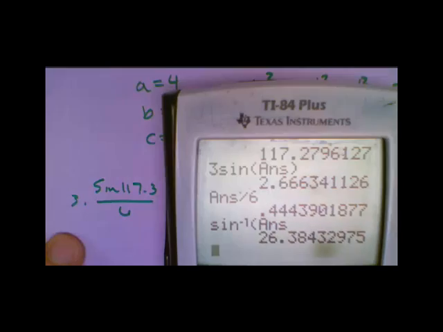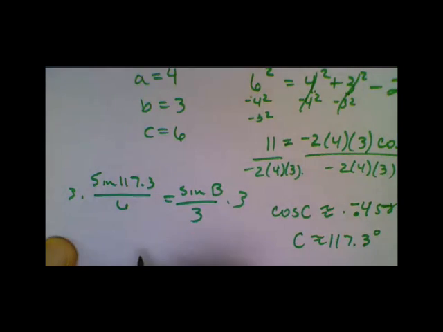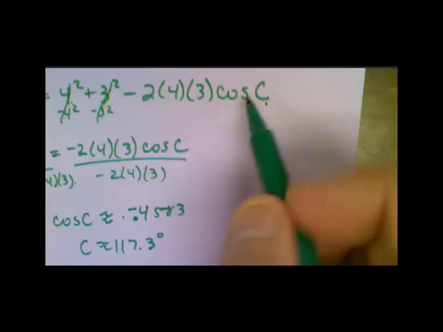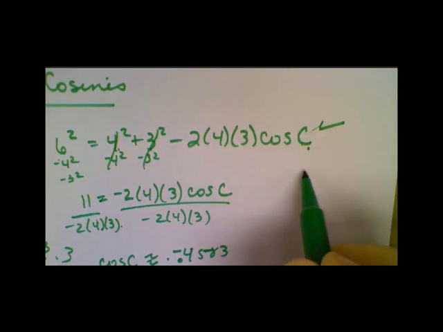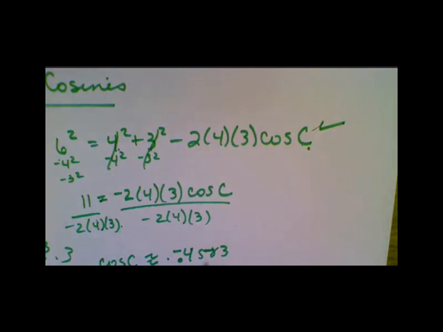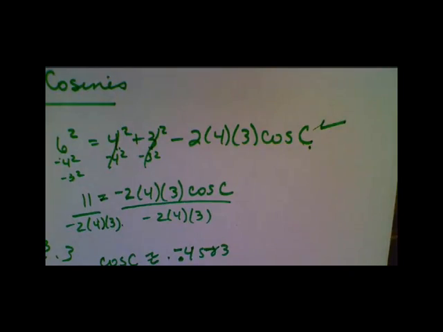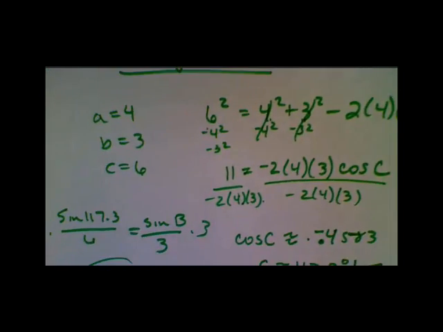26.4 is what that rounds to. So B is 26.4. And then to find A, remember, I don't need to see the work. I needed to see this equation that used law of cosines. If you can do all of that on your calculator, that's fine. I need to find angle C. Show me what you get for an answer.